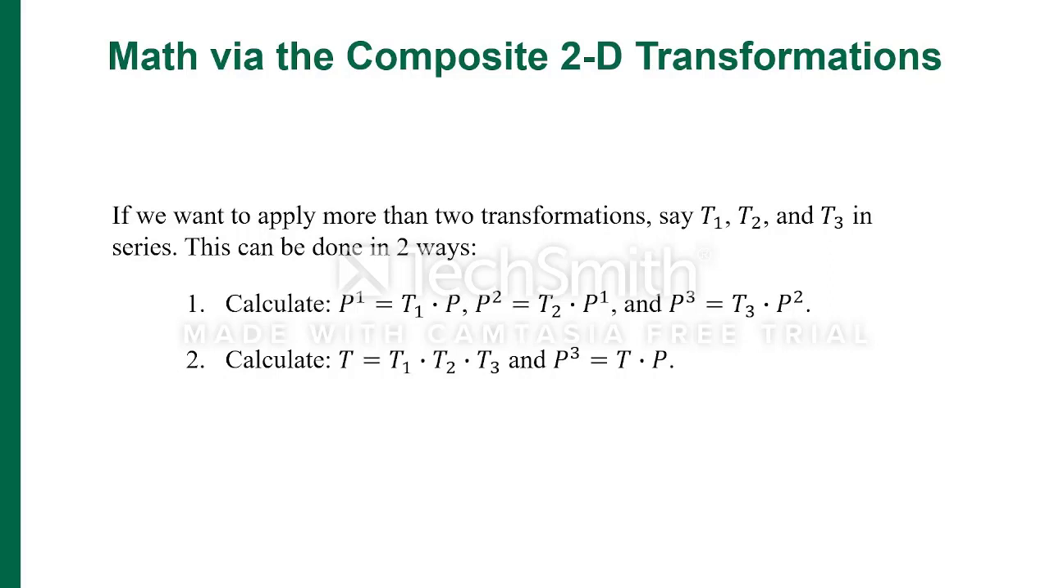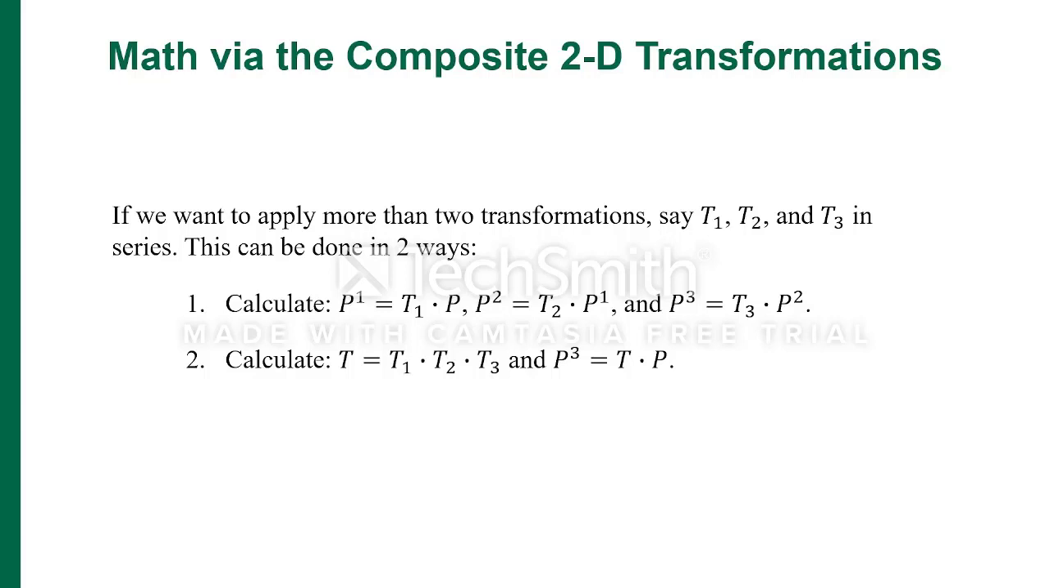Here is the math for composite 2D transformations. If we want to apply more than two transformations, say T1, T2, and T3, in series consecutively, it can be done in two ways. First, we can calculate P1, which is equal to T1 times P, and then we can calculate P2, which is equal to T2 times P1. And eventually we can calculate the final transformation P3, which is equal to T3 times P2.